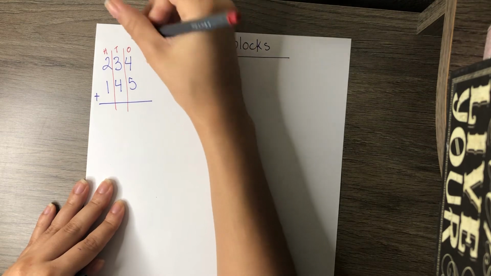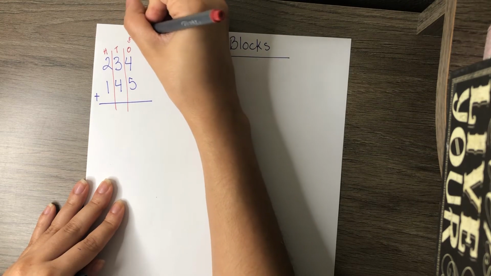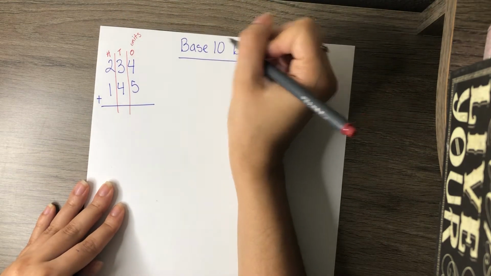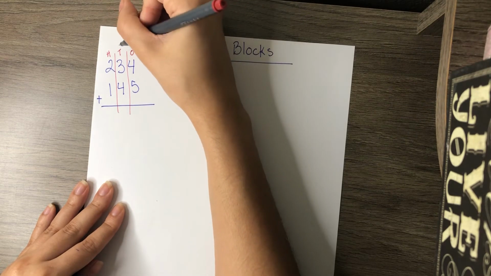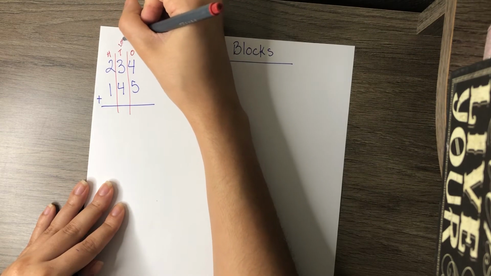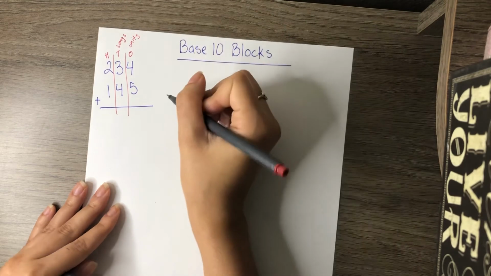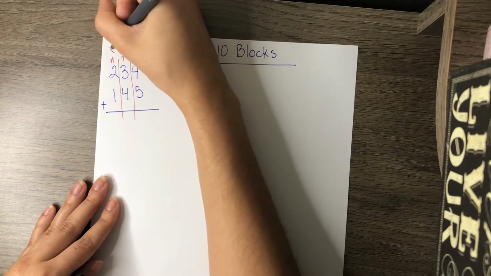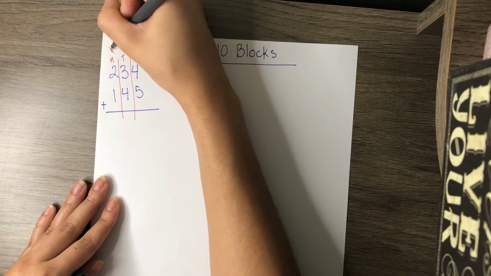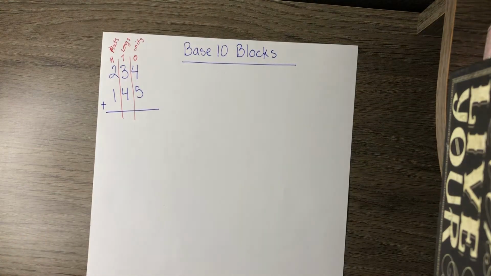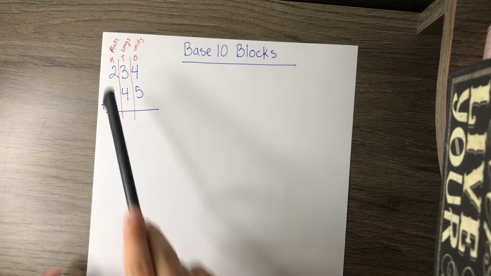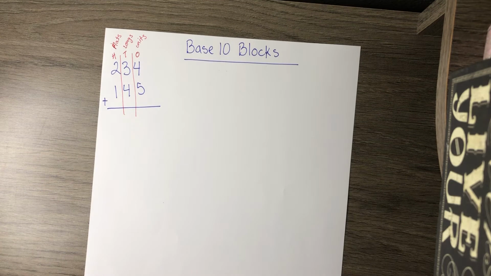Our ones, we said that they were the units. And then we said that our tens are going to be our longs. That represents 10. And our hundreds are going to be called flats because that represents 100. So now this is going to help us figure out how many units we're going to need, how many longs we're going to need, and how many flats we're going to need.